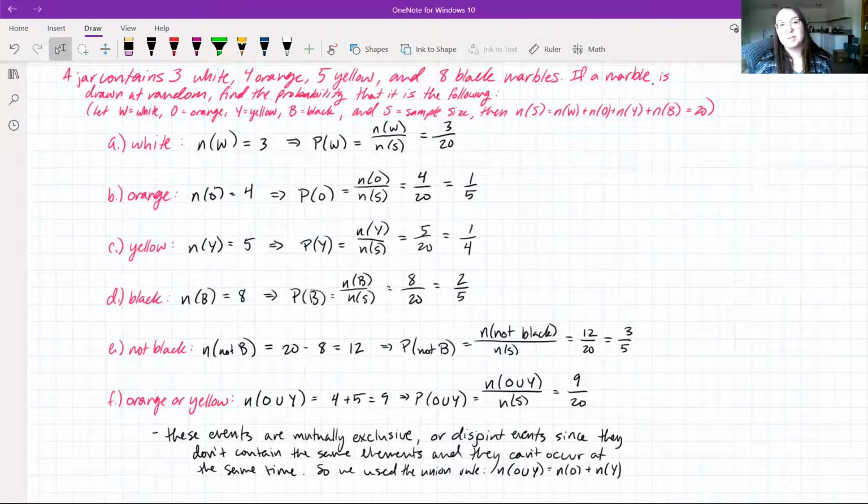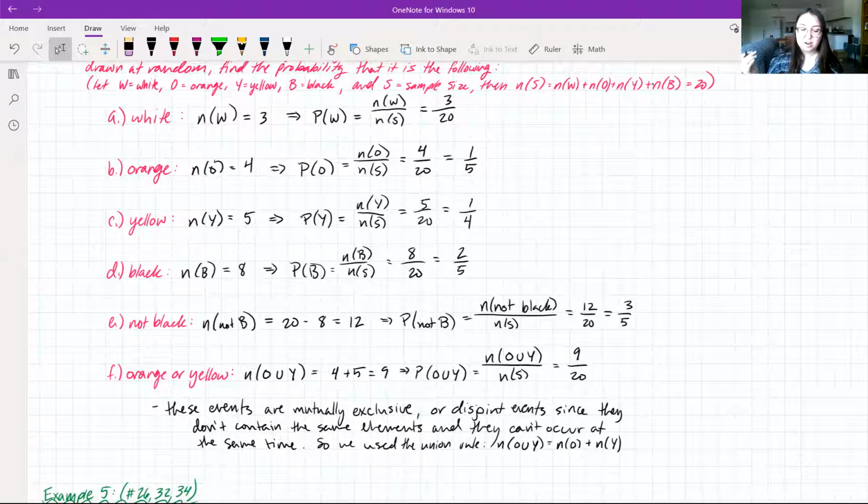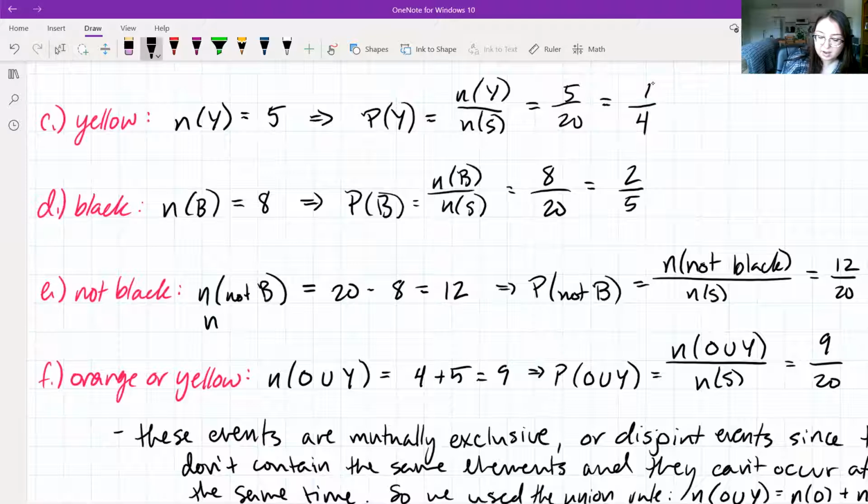So we were able to do this by just reasoning it out, but there is a reason behind this. We could have used the union rule since they were mutually exclusive events. Also, it was not mentioned, but for part E, when we were thinking of our marbles that were not black, that's also like saying B complement. This is the same thing as if we were finding the elements of B complement.